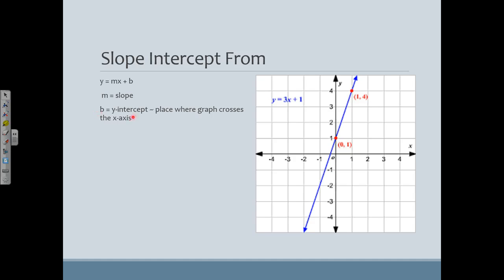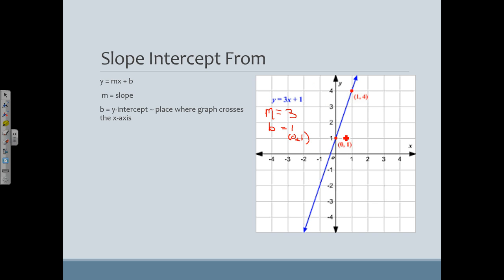So we have this line over here, y = 3x + 1. With that line, our slope is 3, and our y-intercept, which is b, is going to be either 1 or the point (0, 1). Same thing, just different ways to write it.